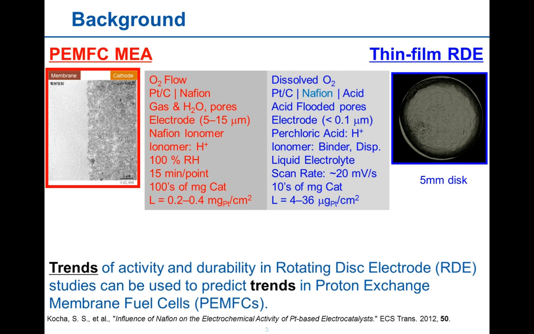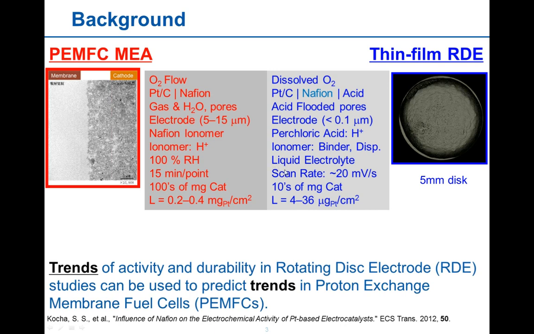The pores in the catalyst layer are flooded in RDE, as opposed to having gas and water pores in an MEA of a fuel cell. The electrodes in RDE are very thin, 0.1 micron or so, instead of 10 microns for an MEA. The electrolyte in RDE that we use these days to mimic fuel cells is perchloric acid, and the acid provides all the protons necessary for protonic conduction, whereas in a PEMFC you actually need ionomer in the catalyst layer, and that provides protonic conduction. In RDE, you don't really need the ionomer for protonic conduction, but mainly as a binder and dispersant in the ink.